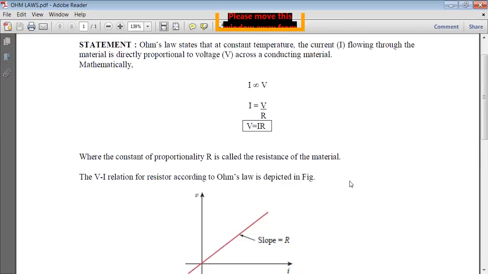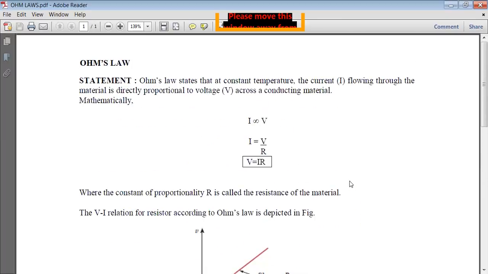These are the different kinds of limitations. Clearly understood? Right.